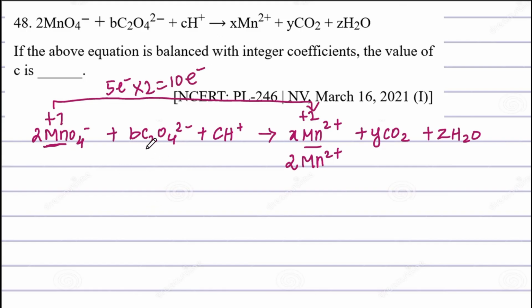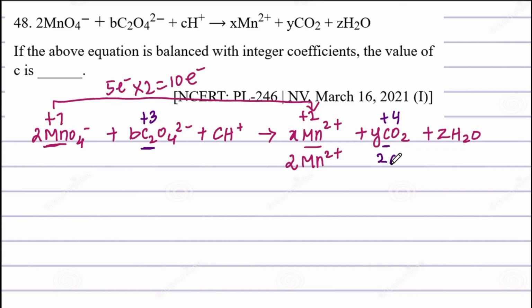So the next one is the oxidation state of carbon. The oxidation state of carbon in C2O4 2 minus is plus 3, and the oxidation state of carbon in carbon dioxide is plus 4. First, let us balance the number of carbon atoms in reactant and product. 2 carbon atoms are present initially in the reactant, but only 1 carbon atom in product.